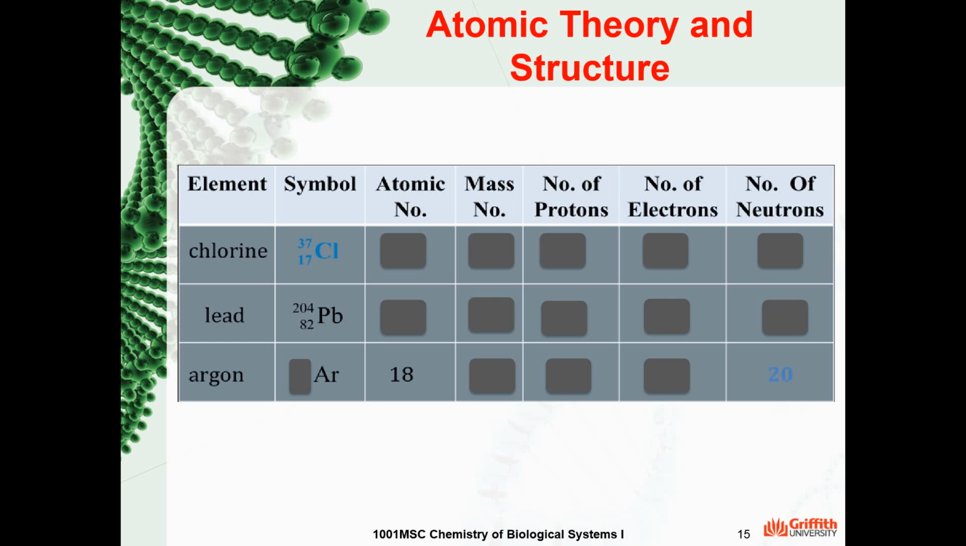In this table we have the chlorine-37 isotope. From this nuclide symbol we can determine that the atomic number of chlorine is 17. The mass number is 37. By now, you should know that the number of protons is the same as the atomic number, which is 17.